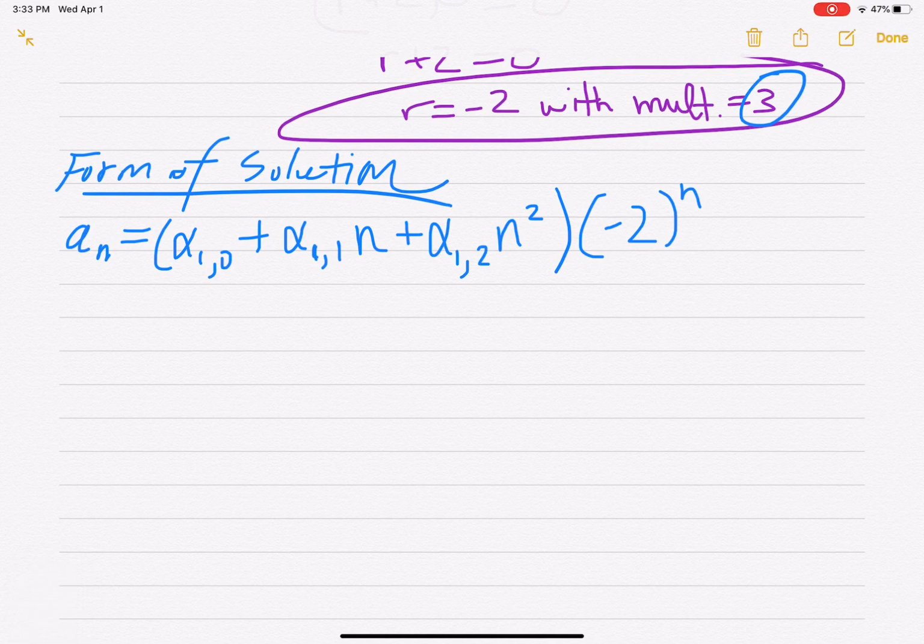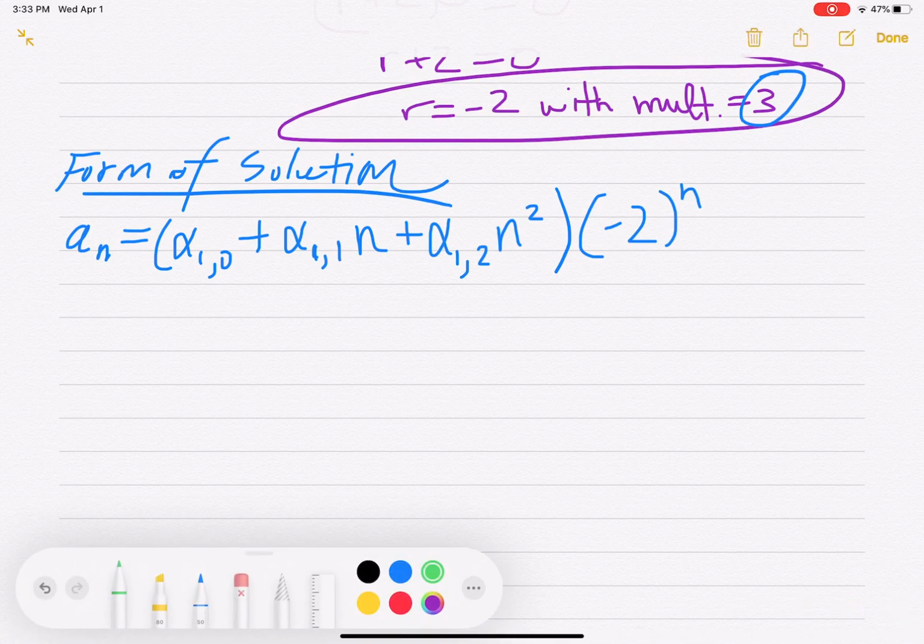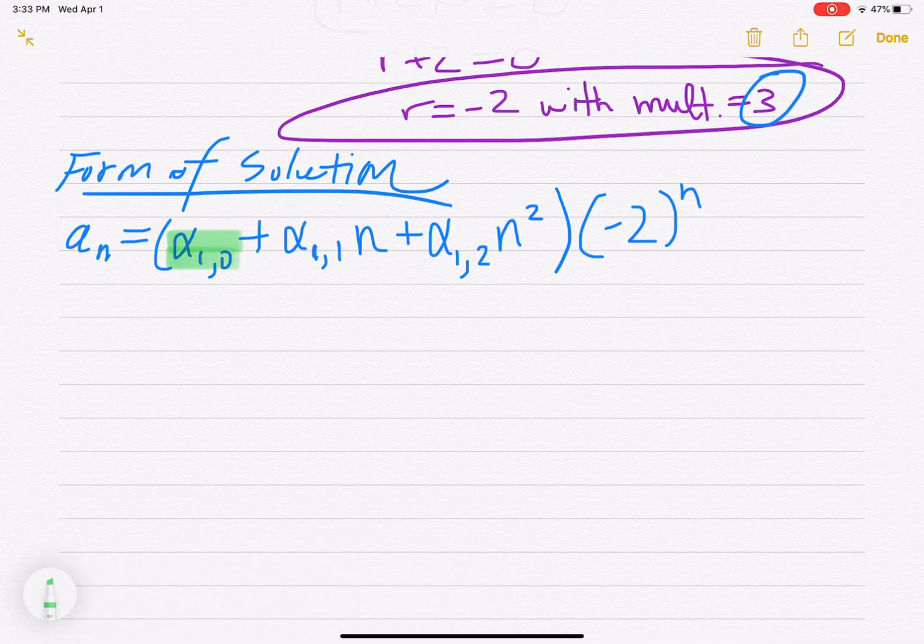So what we have to do now, we've got to find alpha sub 1,0, alpha sub 1,1, and alpha sub 1,2, right? That's what we want to do. So I'm going to write that somewhere. I'm going to scroll.